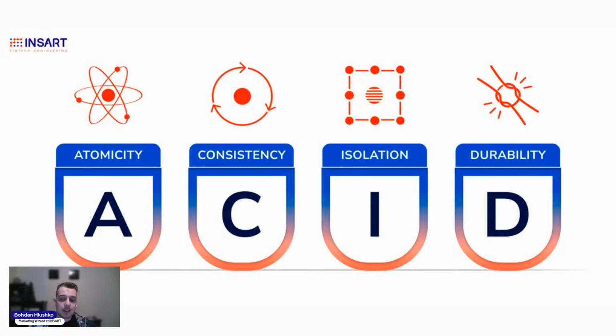So these 4 letters are A, C, I, D. As you have already read from this slide, it's about atomicity, consistency, isolation, and durability. But what do these words mean except just a beautiful abbreviation?